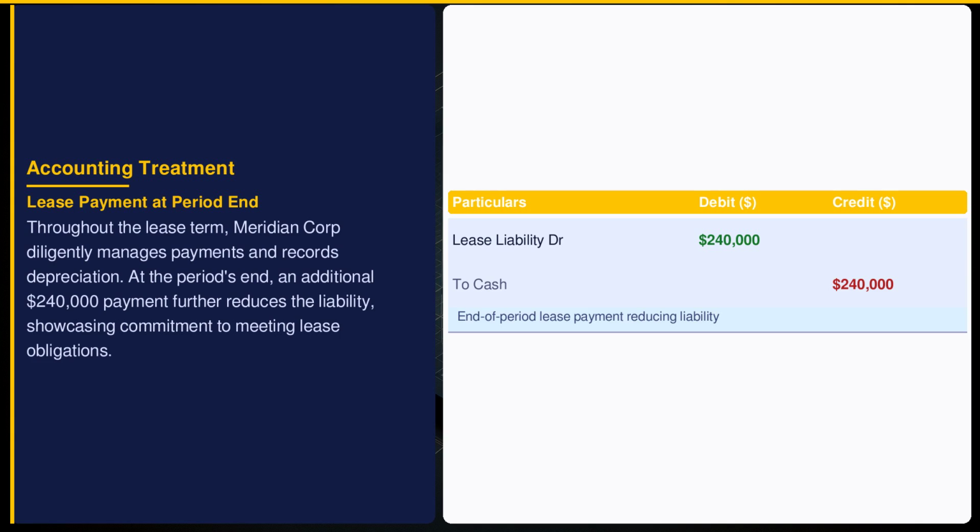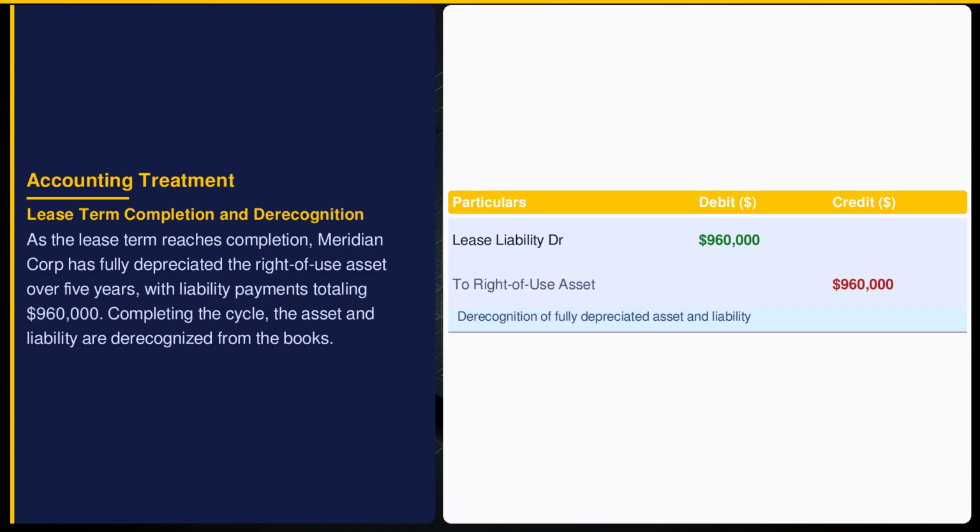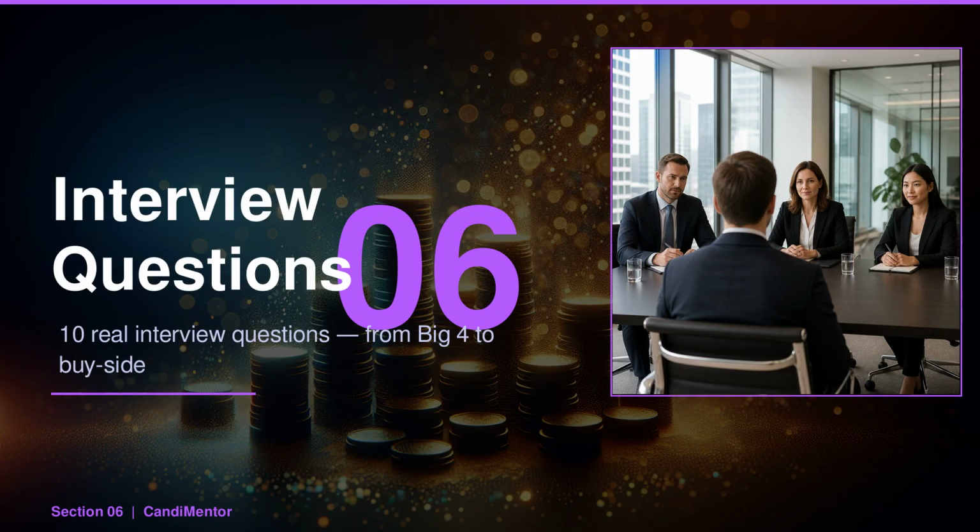health and investor confidence. De-recognizing the fully depreciated asset and liability marks the lease's culmination. Under AASB 116, this entry finalizes the cycle, showing that Meridian Corporation has met its lease obligations. Removing $960,000 from both accounts cleans up the balance sheet, enhancing clarity and presenting a true picture of financial health post-lease.